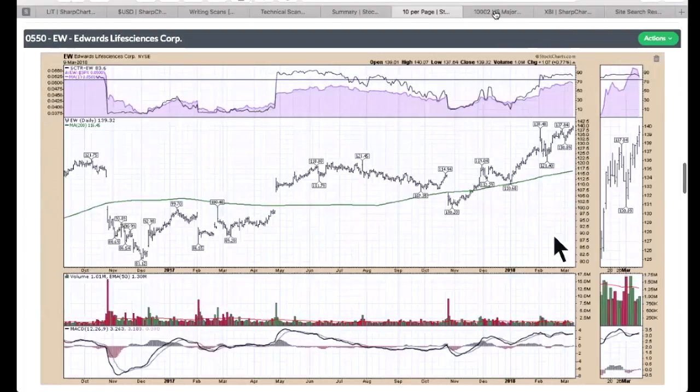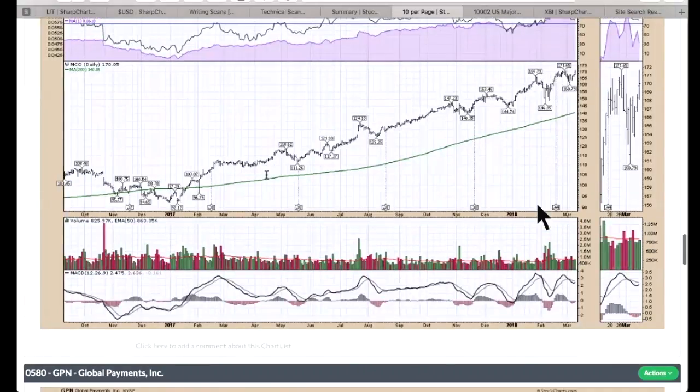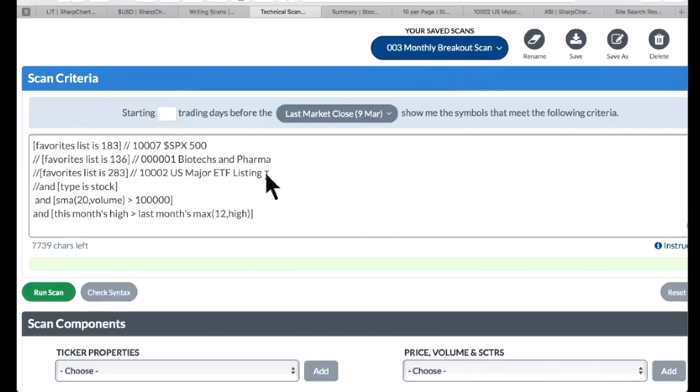Now, the second thing I wanted to talk about specifically was biotechs and pharma. One of the reasons is they're difficult to play or to invest in, and the reason they're difficult is because they're so volatile. But if you just keep track of all of the biotechs moving to new 12-month highs, and at least have that list with you, it's going to make it much easier.